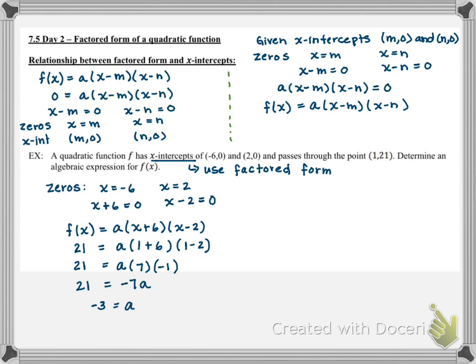And so now we have all the pieces to our function. So f of x equals -3 times x plus 6 times x minus 2. And there's no need to multiply that out or anything like that. So all three forms of a quadratic function are perfectly acceptable answers.